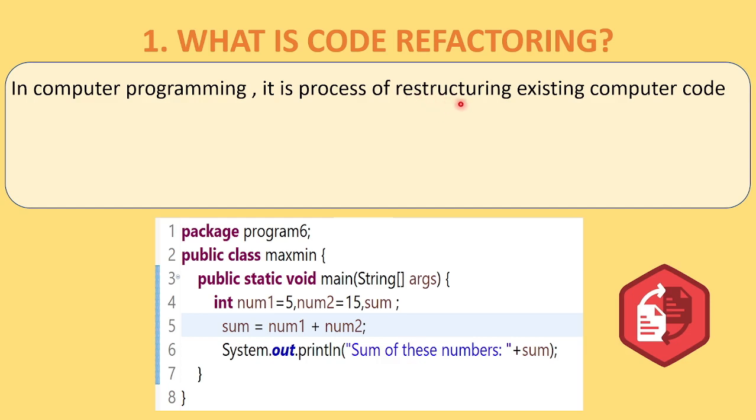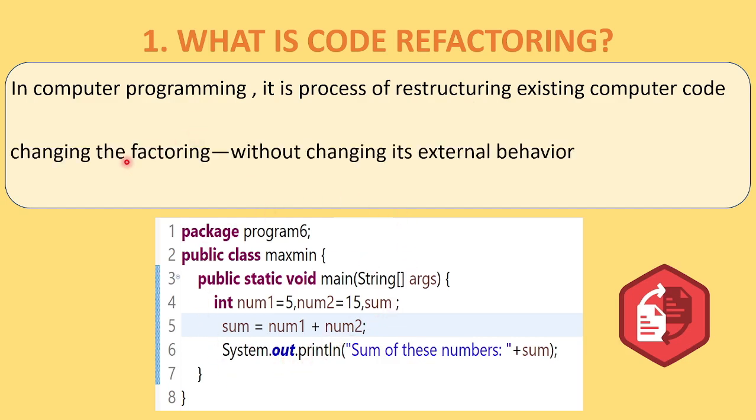Okay, so you can restructure the code without changing the functionality or working of the existing code. So it changes the factoring without changing its external behavior. So the behavior of the program is not changed. Whatever output it was giving before code refactoring, the same it will give after code refactoring also. So the functionality or working of the code won't be changing. Only the structure or the way the code is written will get changed if you apply the code refactoring option.